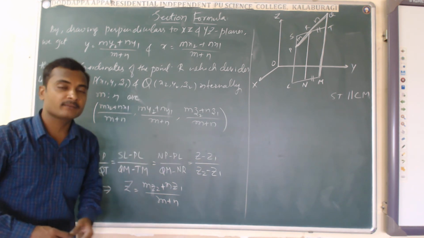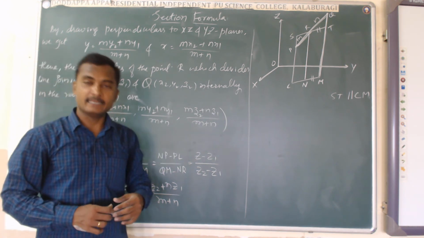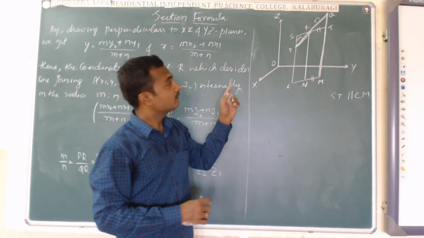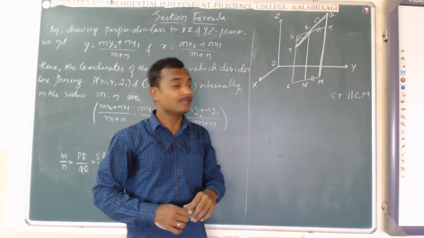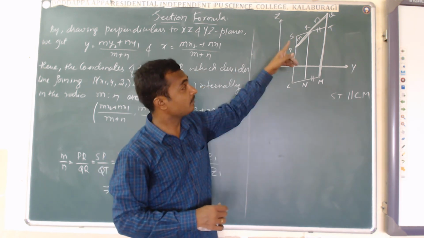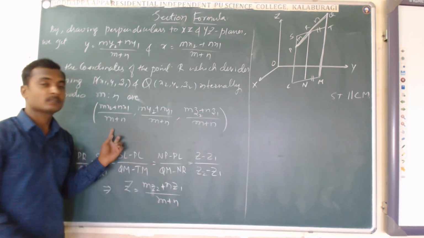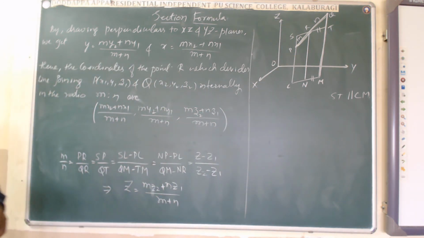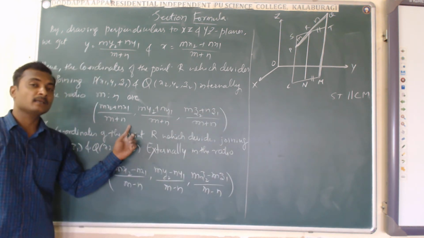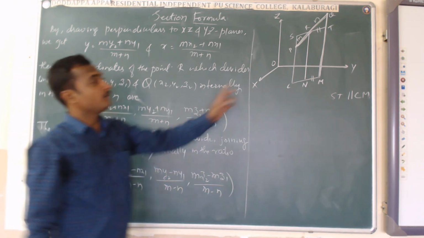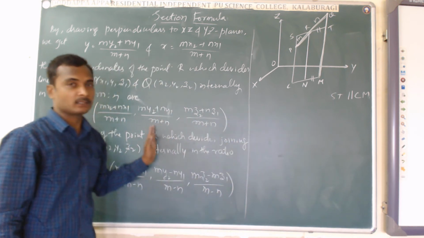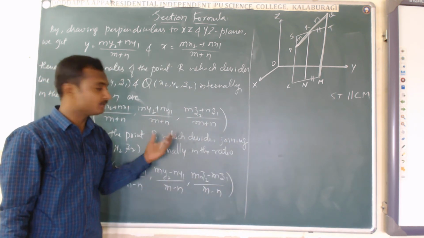So this is called the section formula for internal division. If the point R divides the given line PQ internally in the ratio m is to n, then the coordinates of the point R are this. This is the section formula for internal division. That is, whenever the point R divides the joining of PQ internally, the coordinates of the point R are given by this formula.